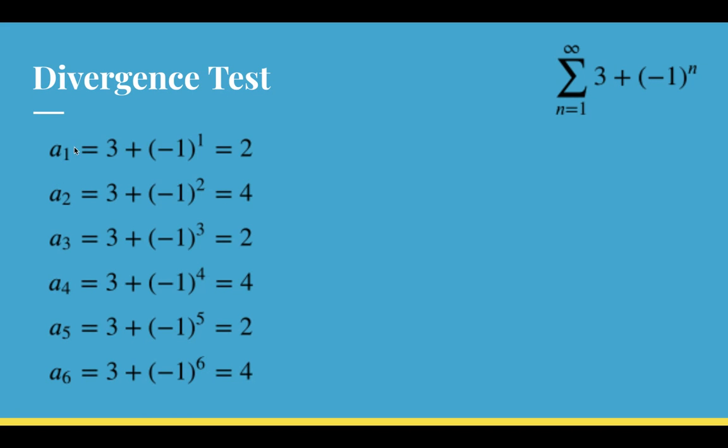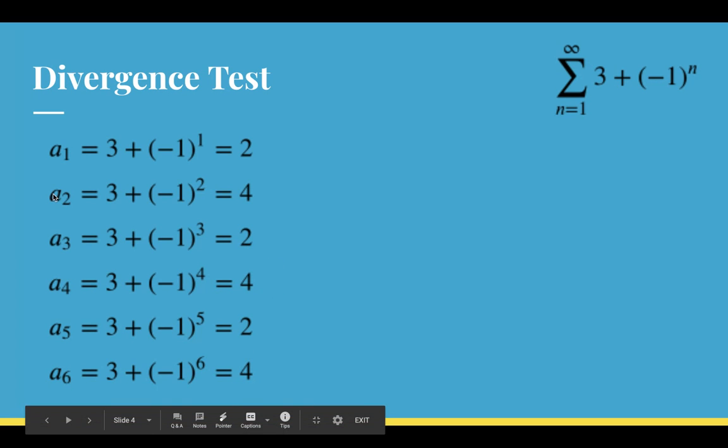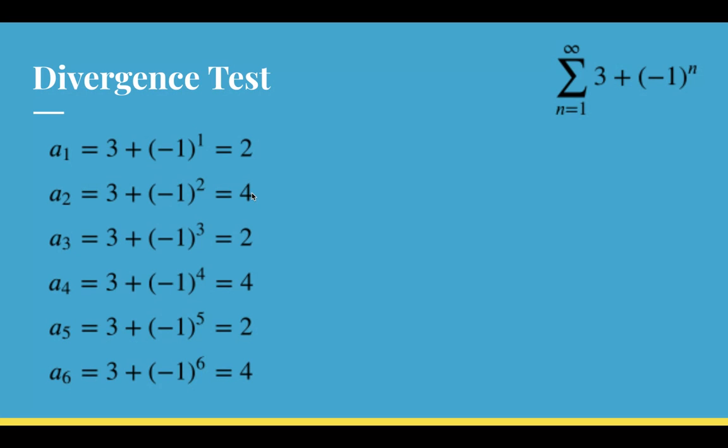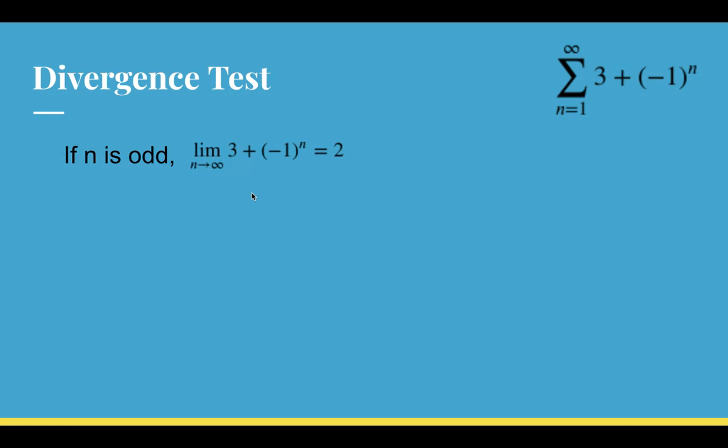So as you can see, for every odd term, this sequence is always going to be equal to 2. And for every even term, it's always going to be equal to 4. So that way we can write the limit out as two separate limits. That if n is odd, the limit of the sequence is always going to be equal to 2, and if n is even, then the limit is always going to be equal to 4.